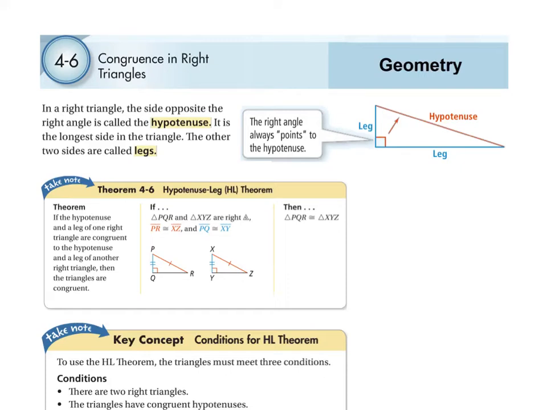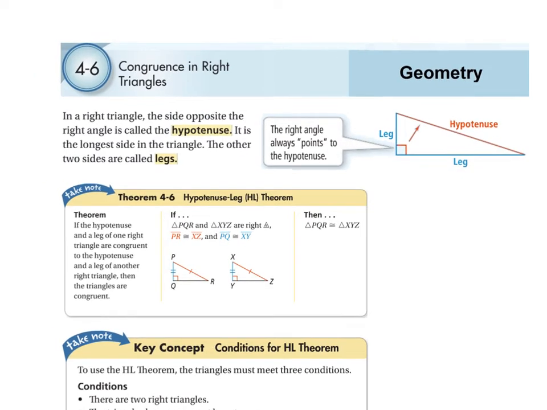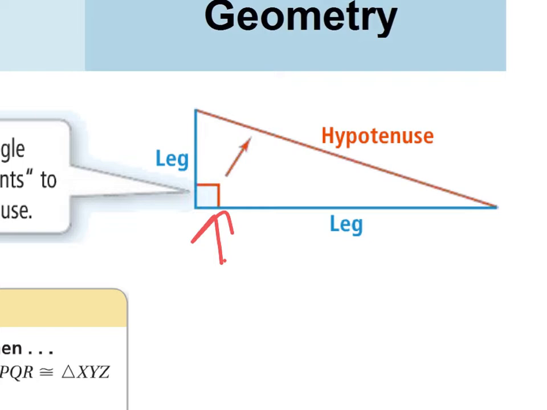All right, so 4.6 is about the last triangle congruency reason. And this is only about right triangles. So right triangles, of course, have a right angle. Let's just talk about some vocabulary of a right triangle because this comes up a few times throughout this course, so not just today. So the longest side of a right triangle is called the hypotenuse.